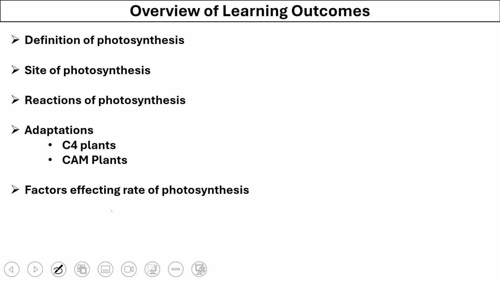We will learn the definition of photosynthesis, what are the sites of photosynthesis in a plant, what is the outline of reaction of photosynthesis and the phases of photosynthesis, and then some adaptations in plants like C4 plants and CAM plants. You might not have heard about these before, but we'll learn about some adaptations in plants which help them deal with the process of photosynthesis and some factors that affect the rate of photosynthesis.